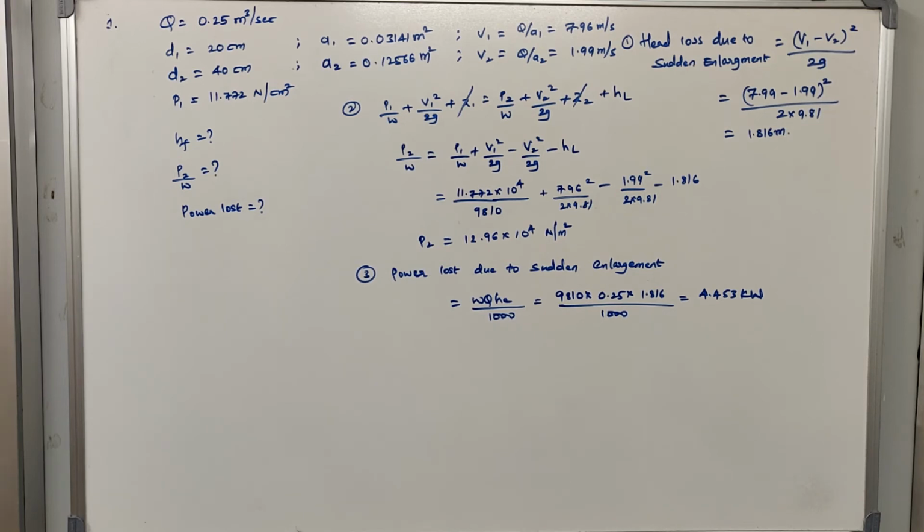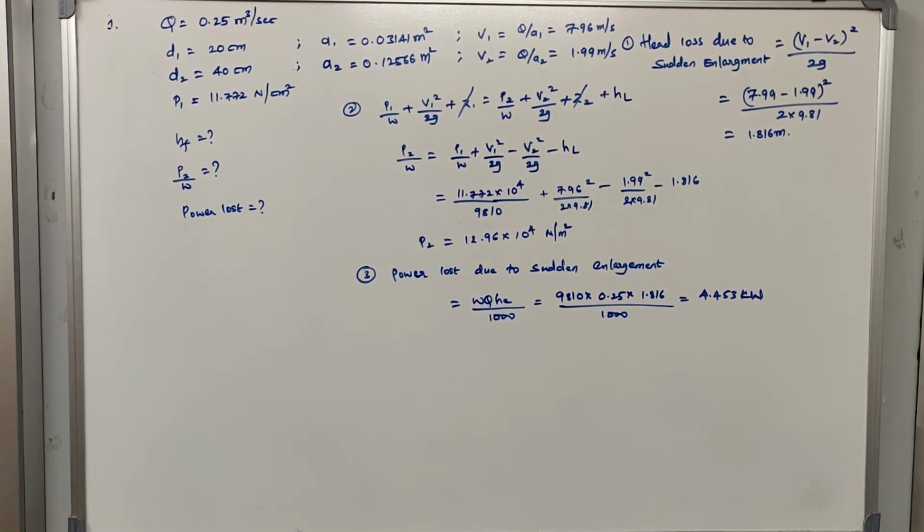The question is like this: the rate of flow through a pipe is 0.25 meter cube per second. The diameter of the pipe, which is 20 centimeter, is suddenly enlarged to 40 centimeter. The pressure intensity in the smaller pipe is 11.772 Newton per centimeter square. Determine the loss of head due to sudden enlargement, pressure intensity in the large pipe, and power loss due to enlargement. So this is the question given to you. You can read the question one more time to understand what is given.